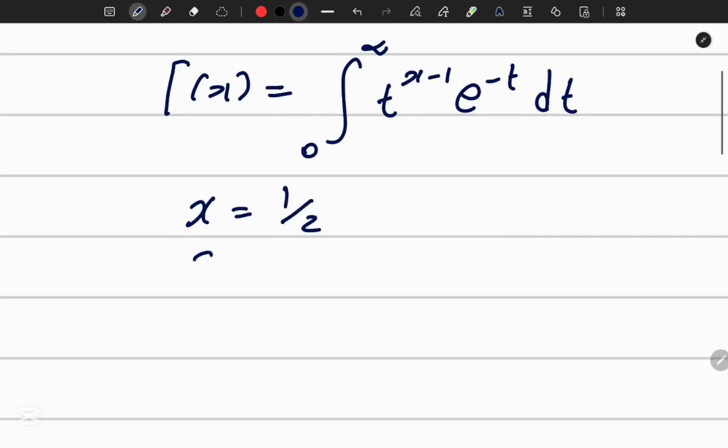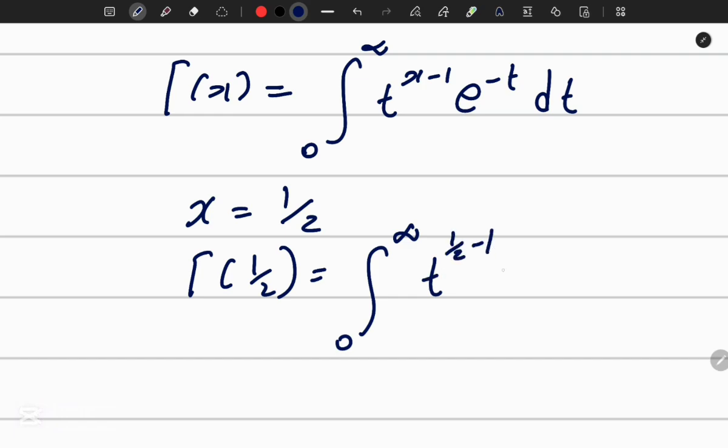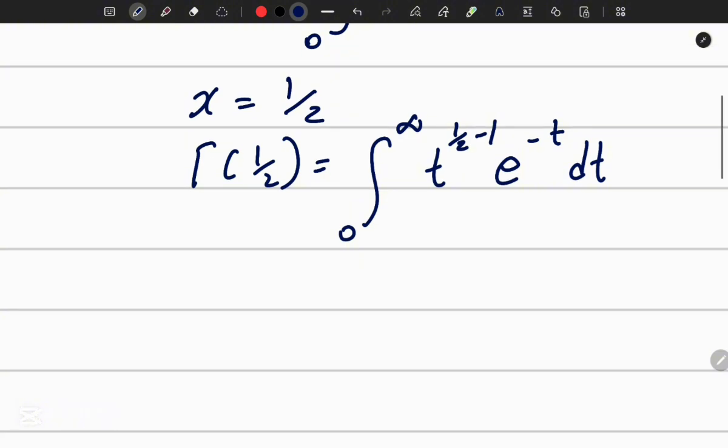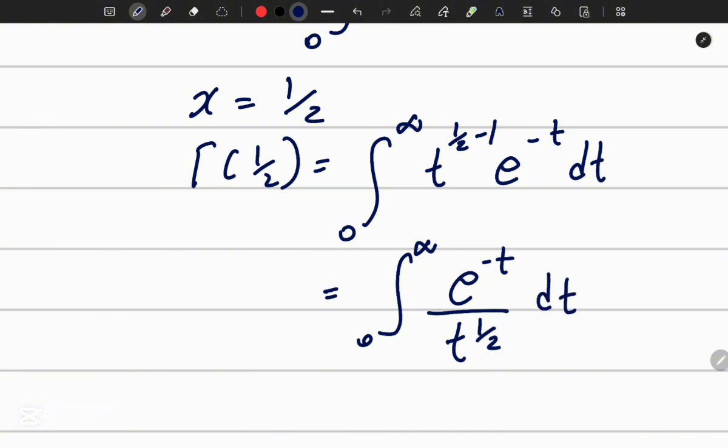So gamma of 1 over 2 equals the integral from 0 to infinity of t to the 1 over 2 minus 1 e to the minus t dt. So this is t to the minus half, so this is the integral from 0 to infinity of e to the minus t over t to the 1 over 2 dt.